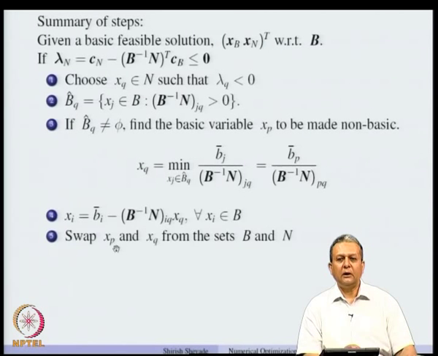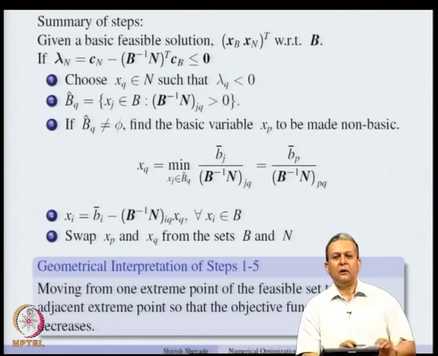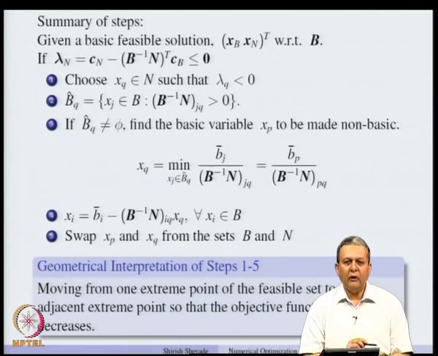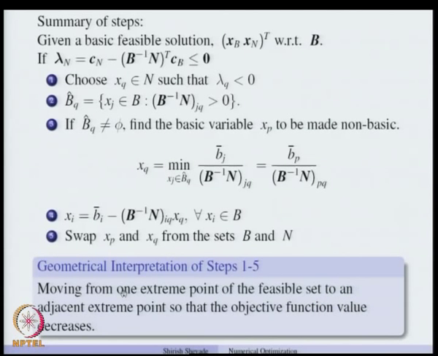The next step is to swap xp and xq in the sets B and N, to indicate that now xp has become a non-basic variable and xq, which was non-basic earlier, has now become a basic variable. This way of bringing in a non-basic variable and leaving out one basic variable has a nice geometrical interpretation. It denotes how to move from one extreme point of the feasible set to an adjacent extreme point, so that the objective function value decreases.